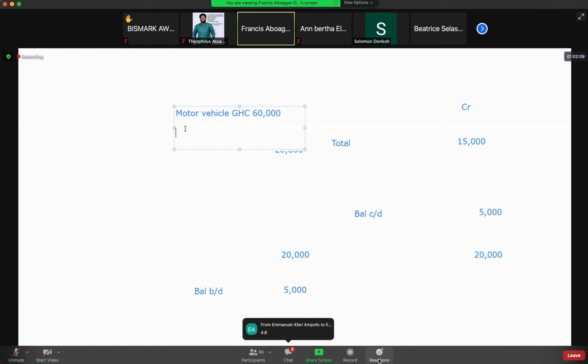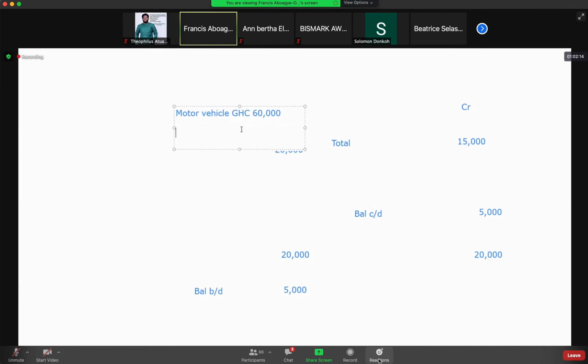So if we use 5 cedis to the dollar, then it means that this would have been how much? If you divide this by 5, it will be 12,000. Are you guys here? 12,000. Yes, sir. Okay, 12,000.